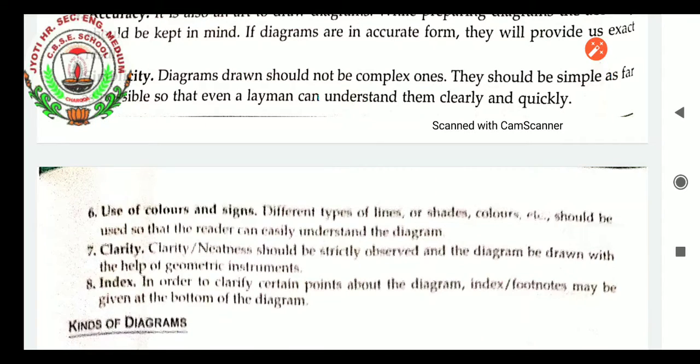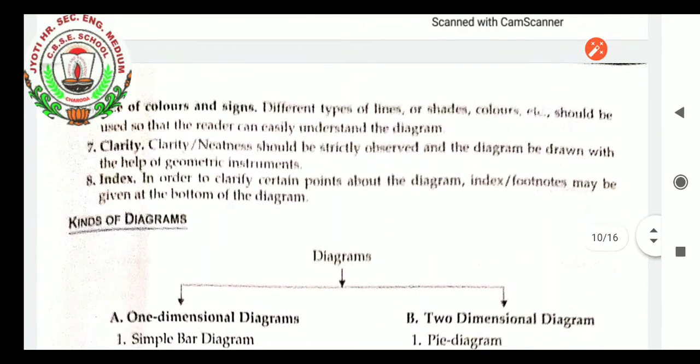Use of colors and signs. When we use more and more colors to attract attention to the diagram, it will have more impression on the audience. Different types of lines or shadows, colors, etc. should be used so that the reader can easily understand the diagram. Clarity. Clarity and neatness should be strictly observed and the diagram should be drawn with the help of geometric instruments. Index. In order to clarify certain points about the diagram, index footnotes may be given at the bottom of the diagram.